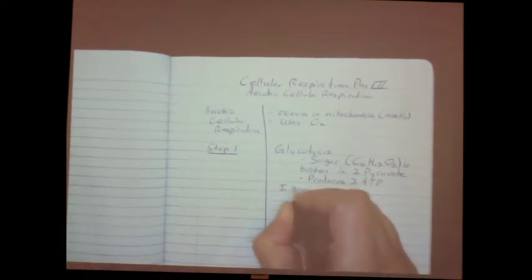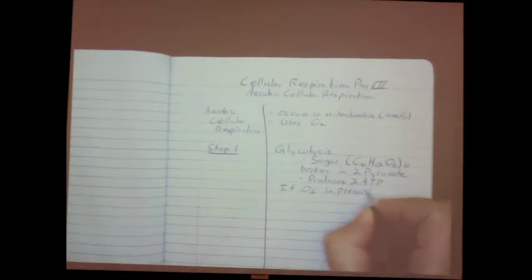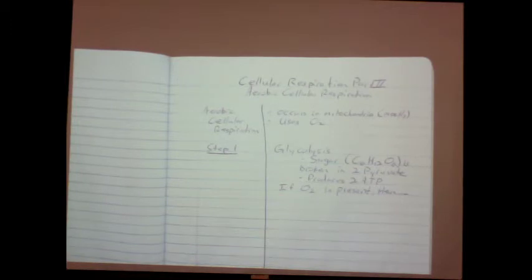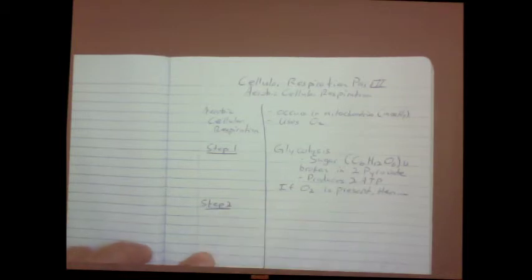If oxygen, O2, is present, if it is there, then, and we'll put a couple dots after that, then something else happens. Last class period we talked about if the oxygen is not present, then it goes into fermentation. Here, if the oxygen is present, then we have some other things that happen, and that is our step number 2.